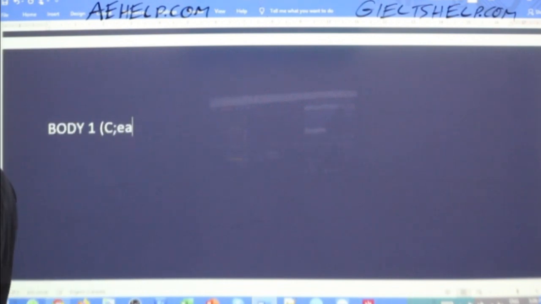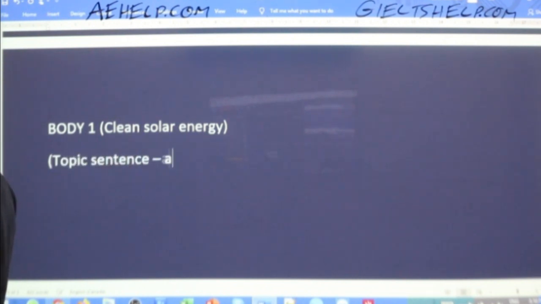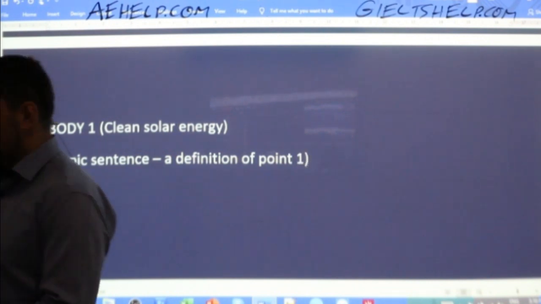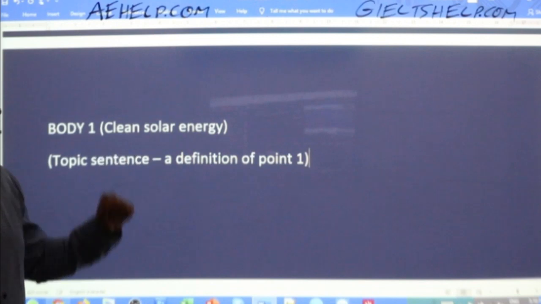Clean solar energy. That's right. And first comes the topic sentence, which is a definition of point 1. Okay, which in this case is clean solar energy.